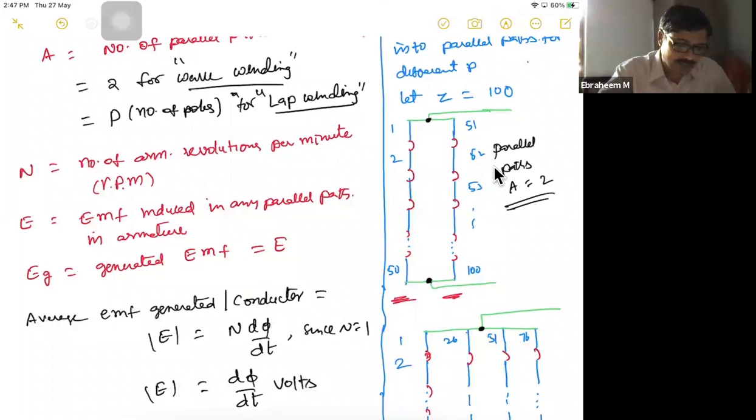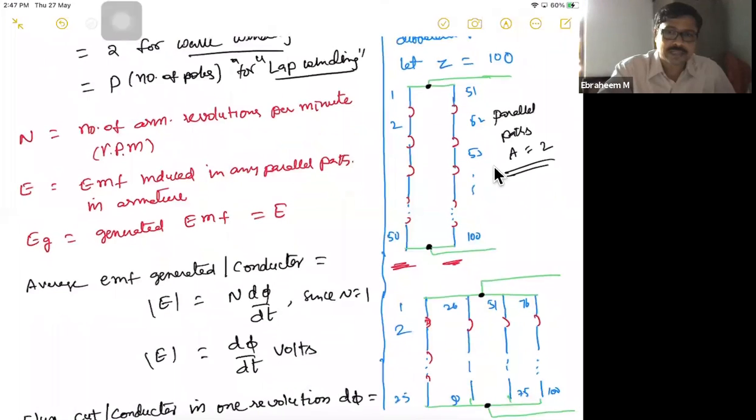Right? So in the right side part of this slide, I have explained how the conductors are connected in different numbers of parallel paths. If I divide the total number of conductors into two groups, and the conductors in each group are connected in series, and they are joined in parallel with the other group, then we will have two parallel paths. Like that, I can divide the conductors into any number of groups and join them in parallel. That is how they are connected, right?